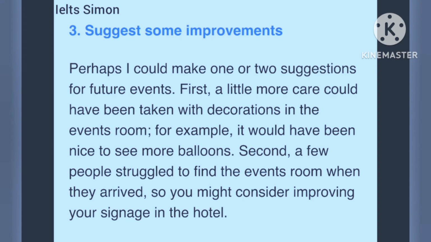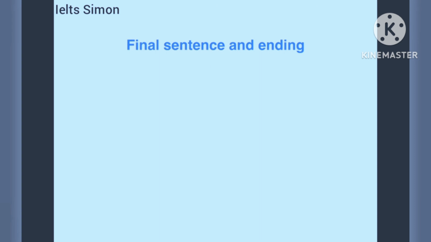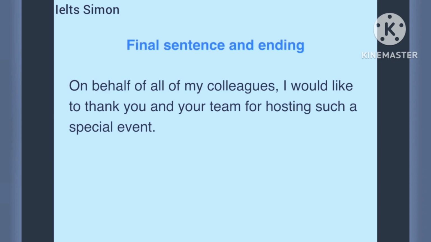Now I just need to end the letter with a final sentence and the ending. Here's what I would write. On behalf of all of my colleagues, I would like to thank you and your team for hosting such a special event. That's a nice formal final sentence to finish with: on behalf of all of my colleagues, and then thanking the hotel manager. And then just the ending, yours faithfully, John Smith. I've invented a name to finish off the letter, and I recommend doing that. It just looks nicer if you finish with a name.